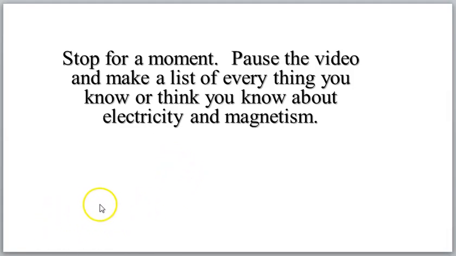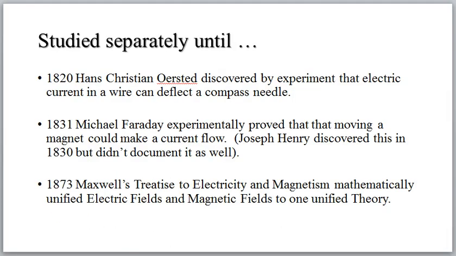Well, hopefully you came up with a great list of what you know about electricity and magnetism. Now let's go through a little bit more history. As we've stated, originally they were studied separately until famously in 1820, Hans Christian Ørsted is credited for the discovery that electric current in a wire could deflect a compass needle.